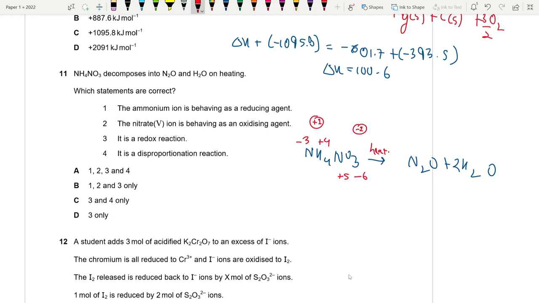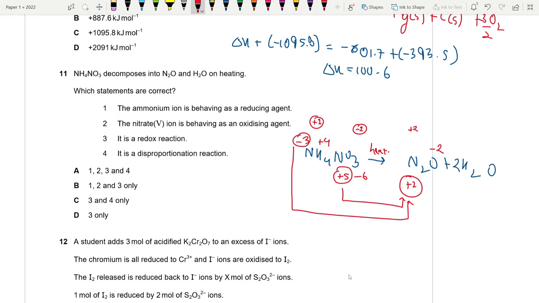What are they turning into? This is minus 2, right? So nitrogens combined should have plus 2. So each nitrogen has an oxidation number of plus 1. So it's actually going from plus 5 to plus 1. It is being reduced, and similarly at the same time it's going from minus 3 to plus 1. It's being oxidized. So the nitrogen in ammonium is being oxidized and the nitrogen in nitrate is being reduced.